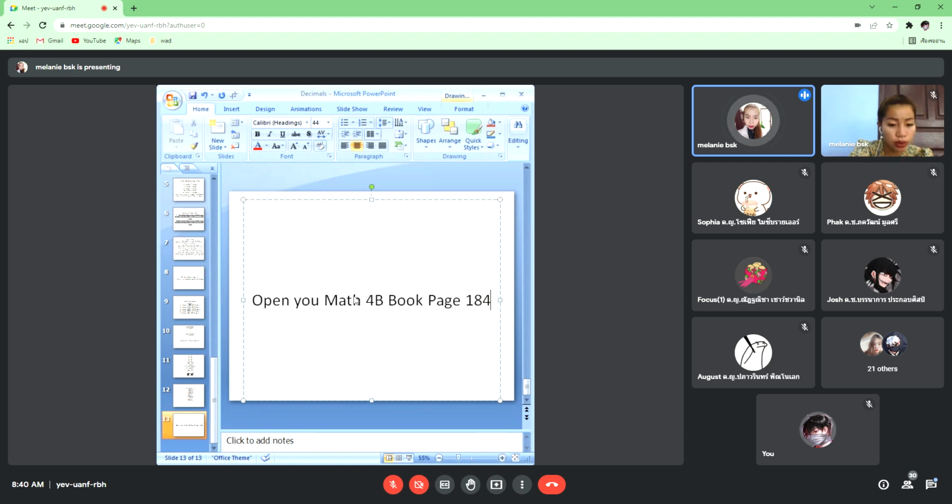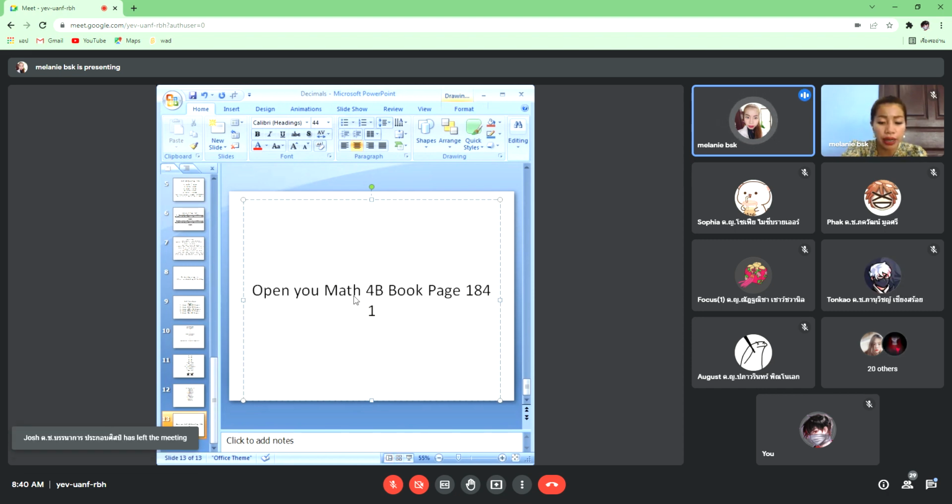Okay, that is page 184. We're going to have activity number 1. Can you see activity number 1 on page 184, children? Look at each clock and name the angle that each clock's hands make. We only have the obtuse angle, the acute angle, and the right angle, children. For number 1, what angle is it, children? What is the answer?